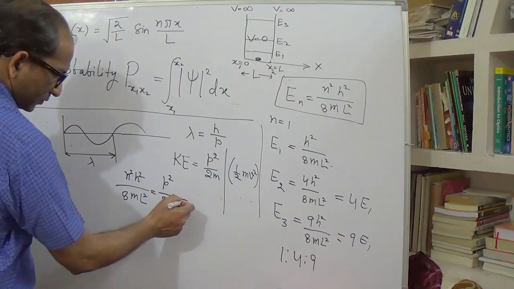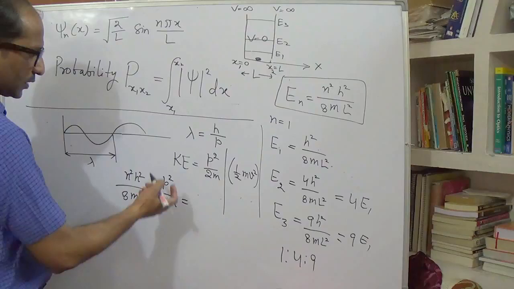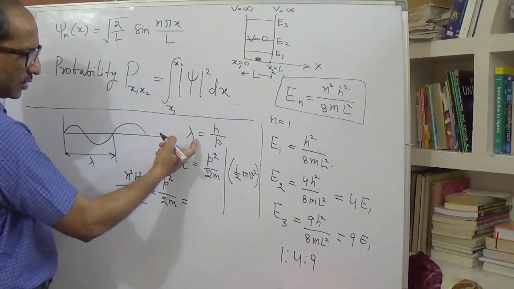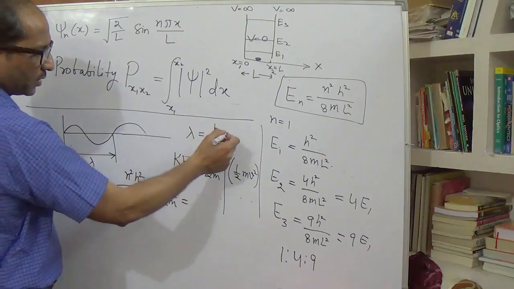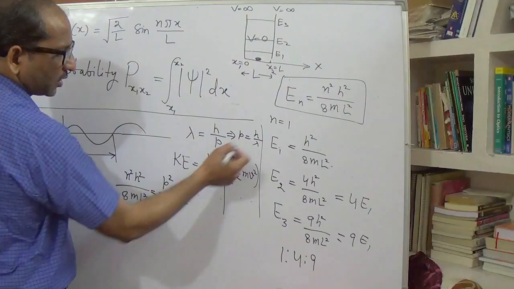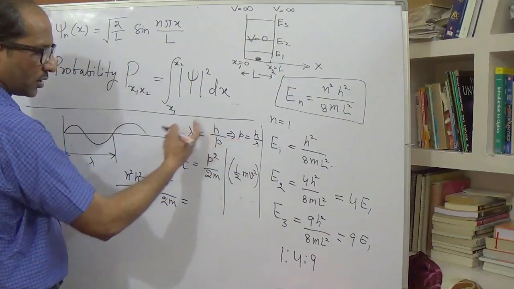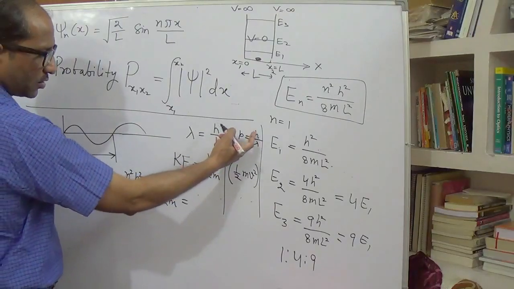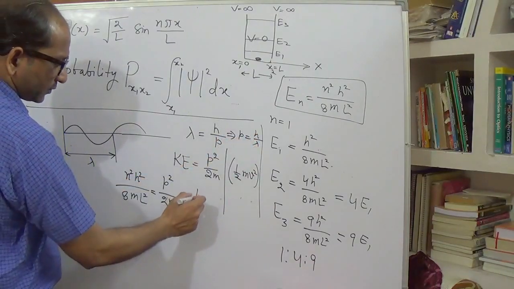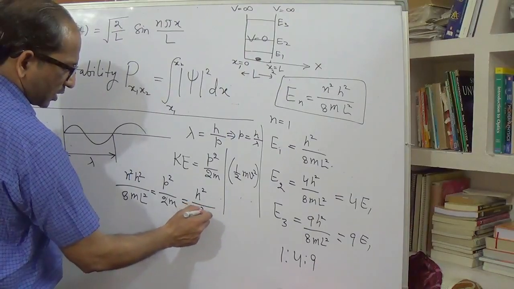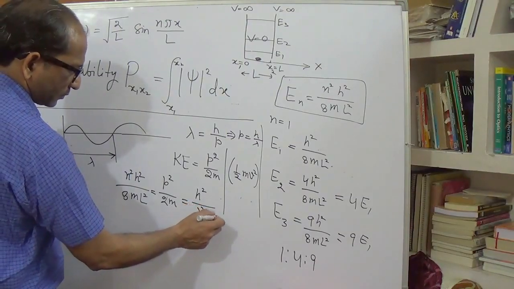And further, I can put this value of P, that is equal to H upon lambda. P is equal to H upon lambda, that coming from the de Broglie wavelength concept. So P square is equal to H square upon lambda square. This is H square upon lambda square into 2m.